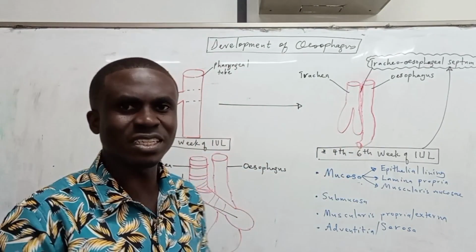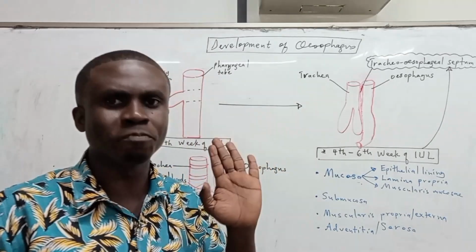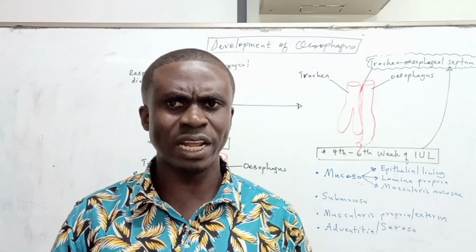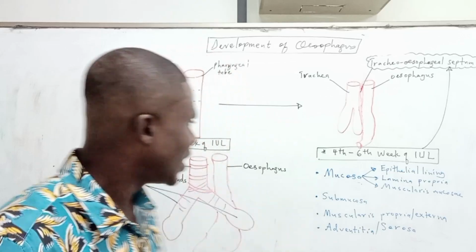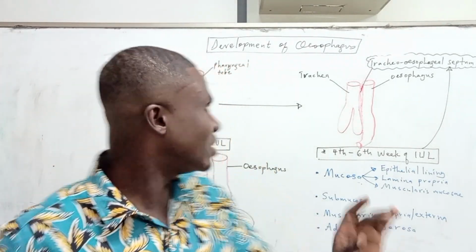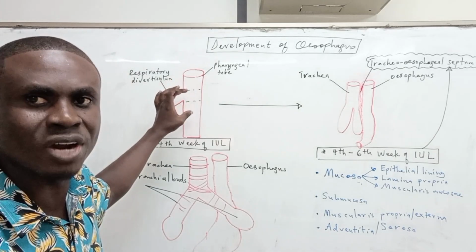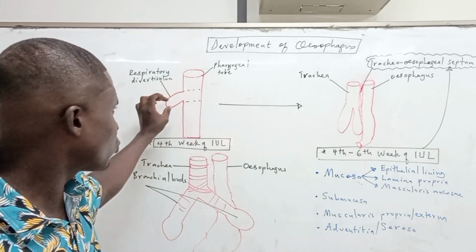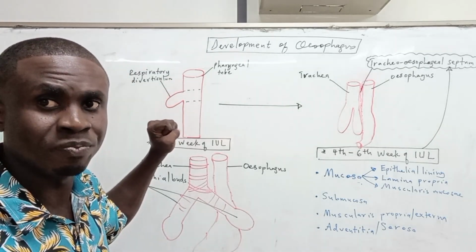Now, having seen this, let's look at the histological change. That's the key thing. And then, of course, we finish with whatever we have to know. The first thing, my friends: during development, I said these things are happening around the 4th week of intrauterine life. That's where we see the respiratory diverticulum.